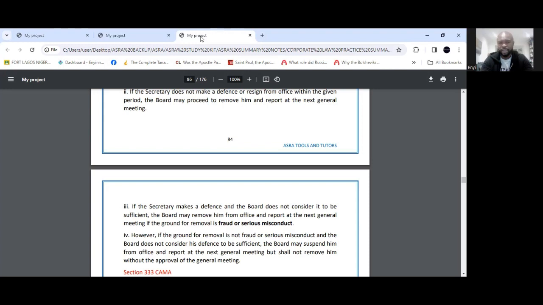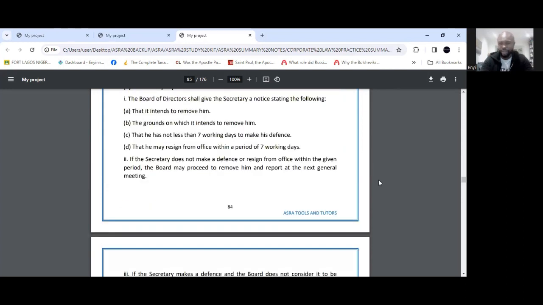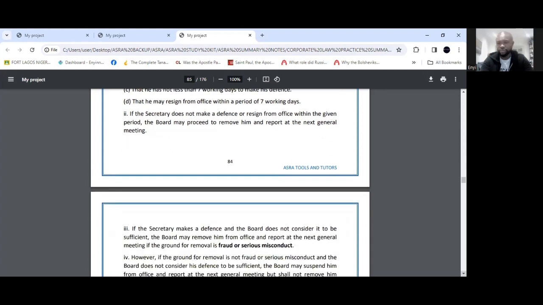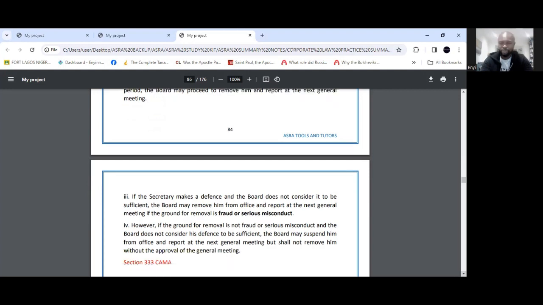Now, if the secretary does not make a defense or resign within the period of 7 working days after he's been given such notice, then the board may proceed to remove the person and report at the next general meeting. Now, if the grounds for removal is fraud or serious misconduct, and the secretary makes a defense which the board considers to be inadequate, the board may proceed to remove the person and again report to the members of the company at the next general meeting.